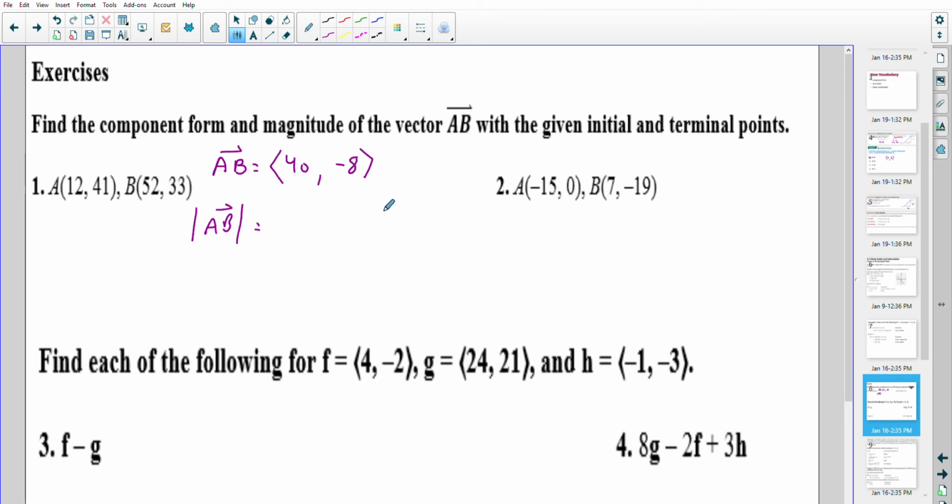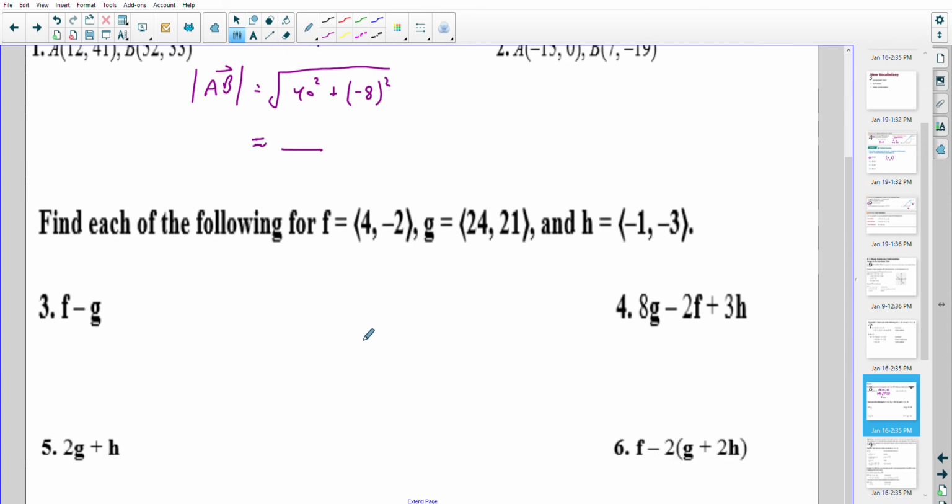And that is going to be where you take the square root of the change of x's squared plus the change in y's squared. When you do that, you would get your particular vector's magnitude.